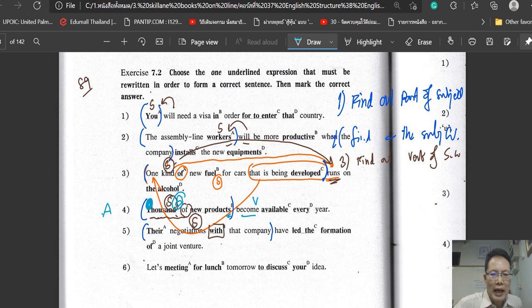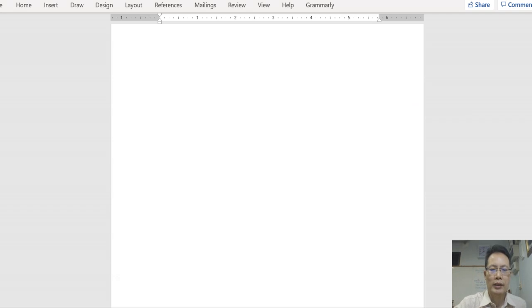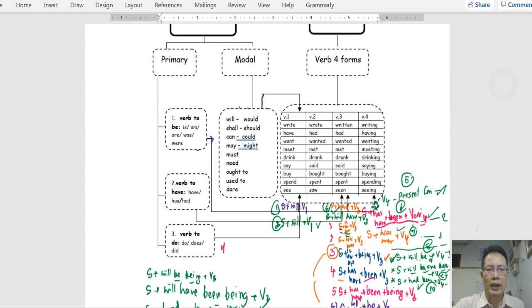Then negotiations with the company. Negotiation is the subject here. Okay, and let's see the verb also. Verb: compromise or not, agree with or not. Agree with means this one, sir. This one, madam. Agree with means this one.